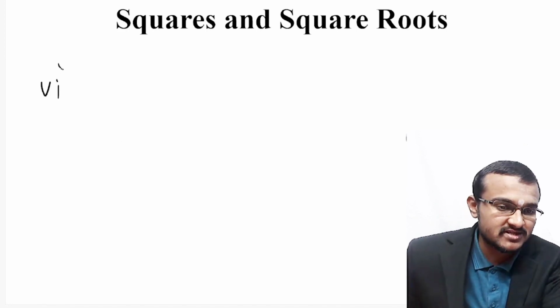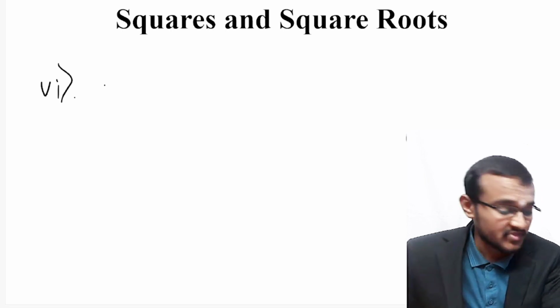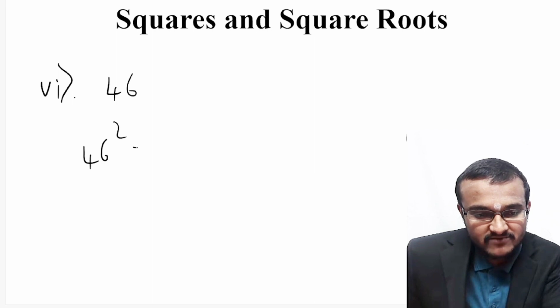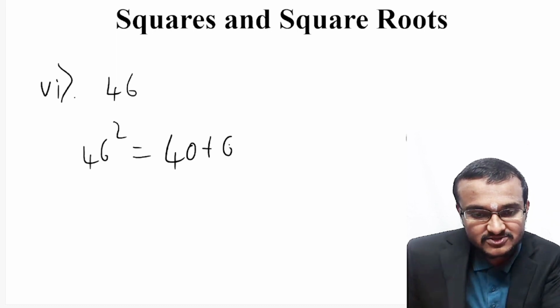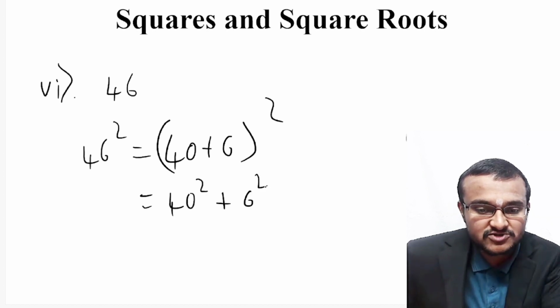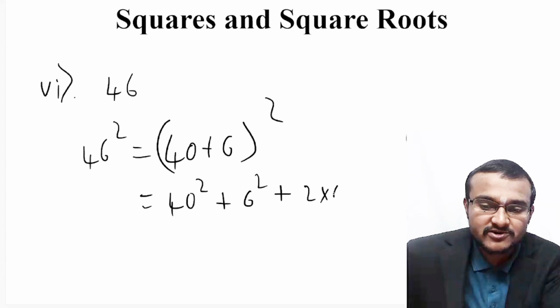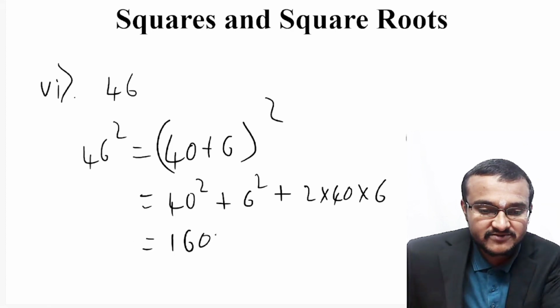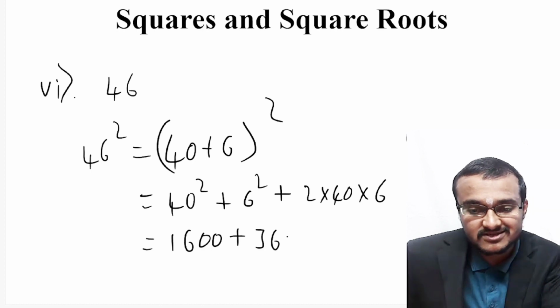Coming to the sixth question in this first question, they have given 46. So 46 square will be equal to 40 plus 6 whole square. So you can easily find the answer for this by taking the (a plus b) whole square formula. So 40 square plus 6 square plus 2 into 40 into 6. So what is 40 square? It is 4 4s are 16 followed by 2 zeros, 6 6s are 36.